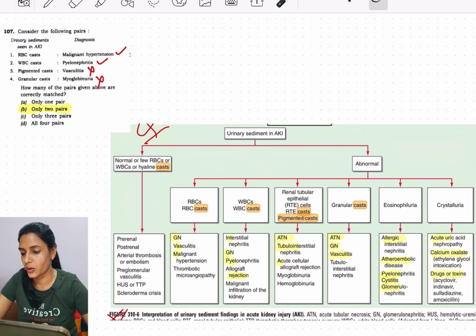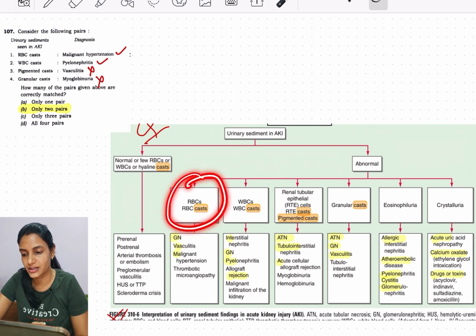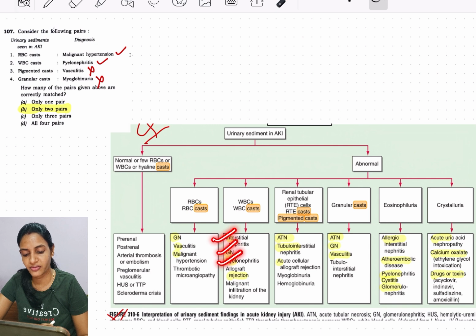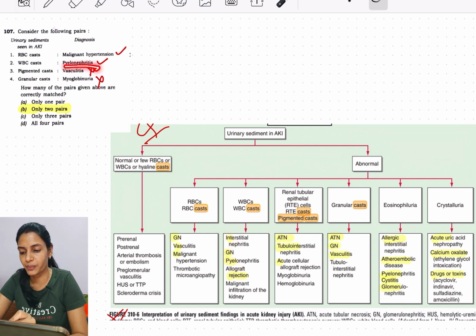Now they are asking about the various types of casts, and those casts are seen in which diagnosis. So let's see, they are talking about RBC cast. So RBC casts are seen in glomerulonephritis, vasculitis, malignant hypertension and thrombotic microangiopathy. So RBC cast is seen in malignant hypertension, that's true. WBC casts are seen in interstitial nephritis, glomerulonephritis, pyelonephritis and in the case of rejection. So in the statement they have given pyelonephritis, again that is true.